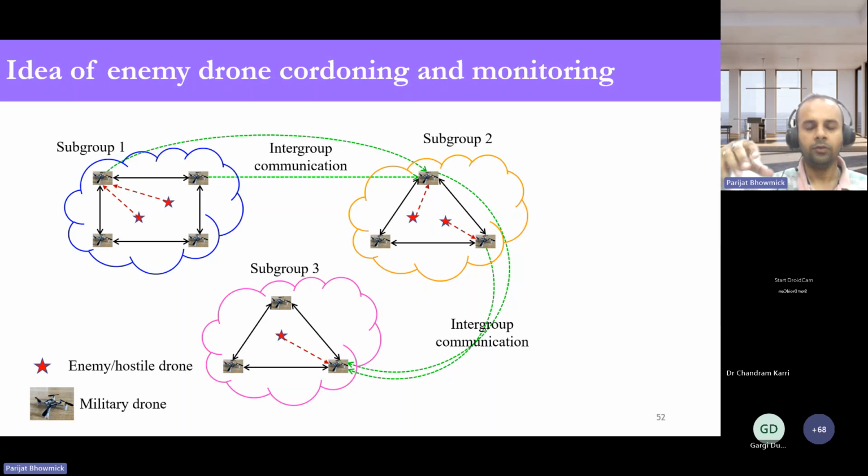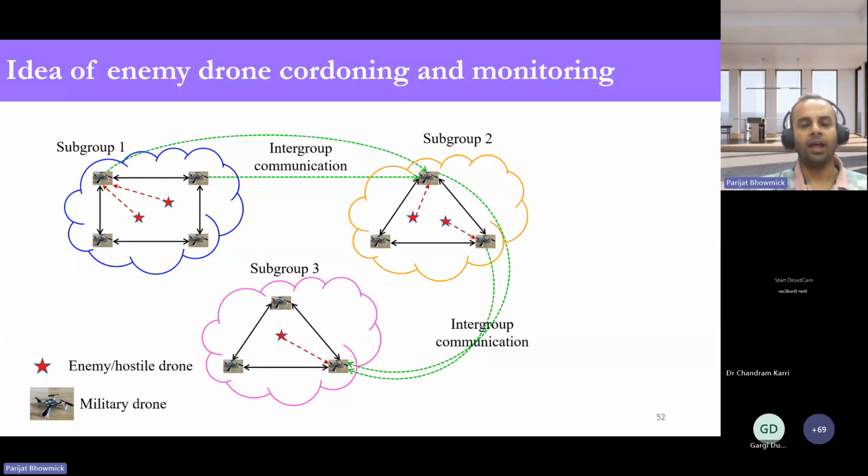If you consider this particular scenario, you have three subgroups. The first one has four drones, the second has three drones, and the third again has three drones. Now they have detected the existence of an enemy or hostile drone. So this slide gives the idea of enemy drone cordoning and monitoring.